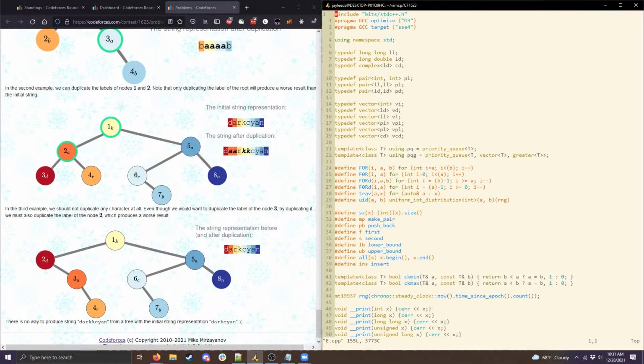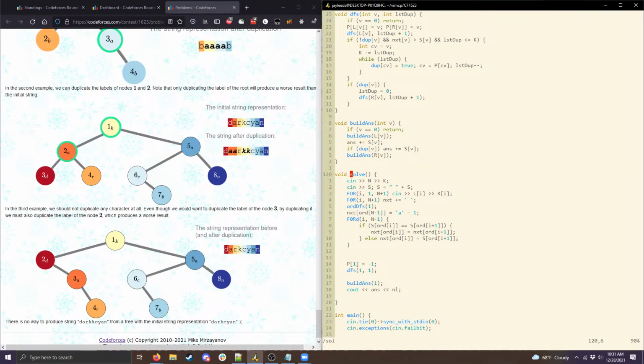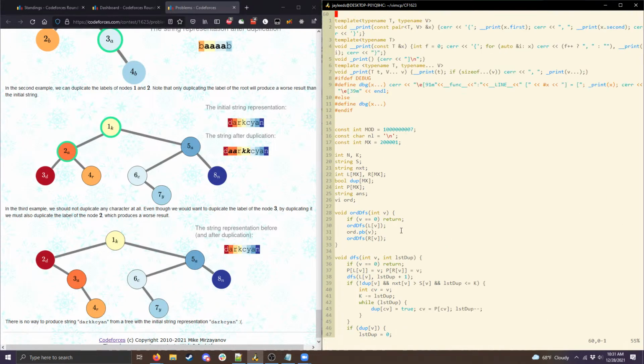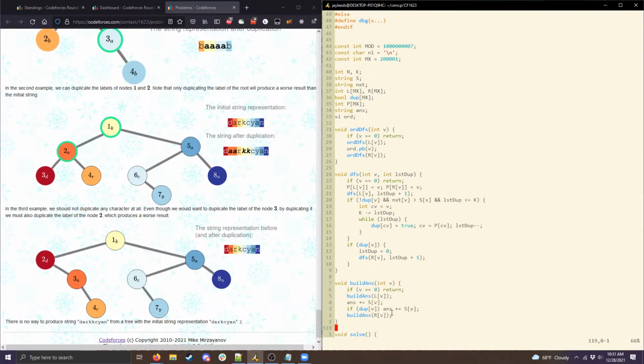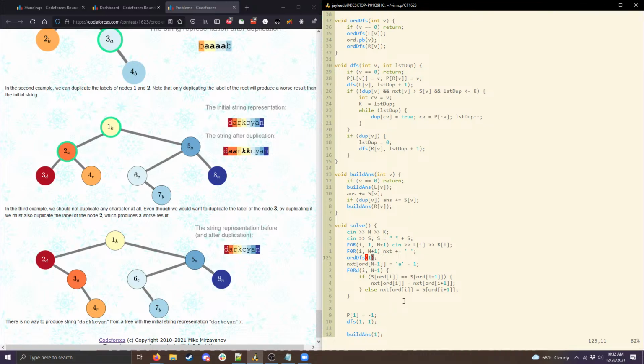As far as my implementation, there are a few details to work out here. I end up doing 3 DFSs. The first DFS I use just to compute the in-order traversal of the tree. So I DFS through the left branch, and then I push V to the order, and then I DFS through the right branch of the tree. Then I compute the string next, and next is going to store the next different character in the string after the current character. So that's a pretty standard computation.